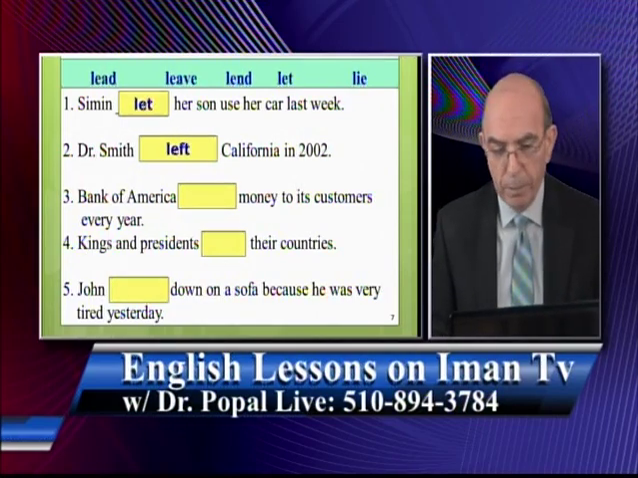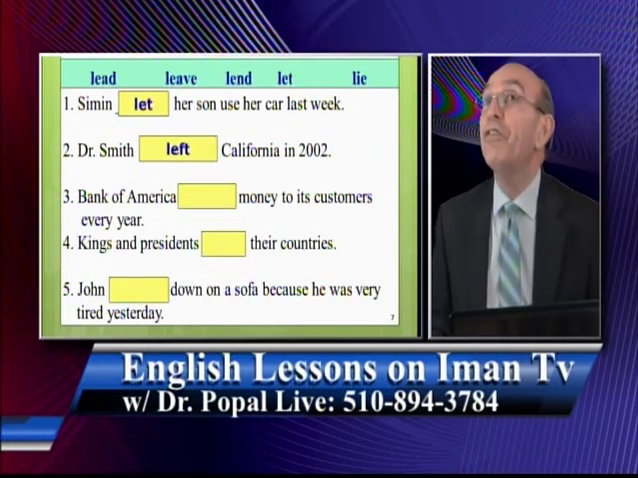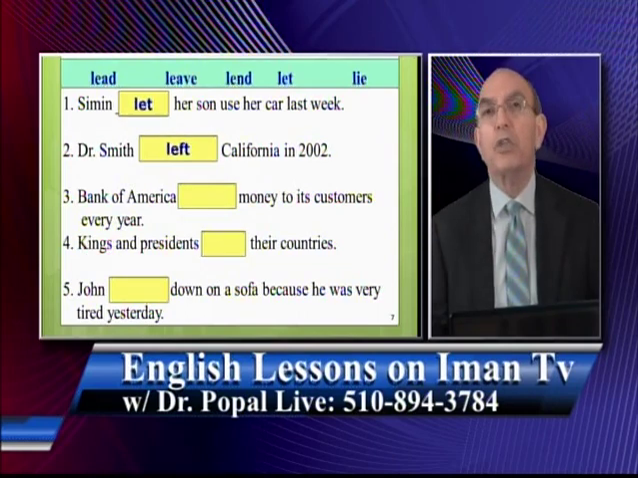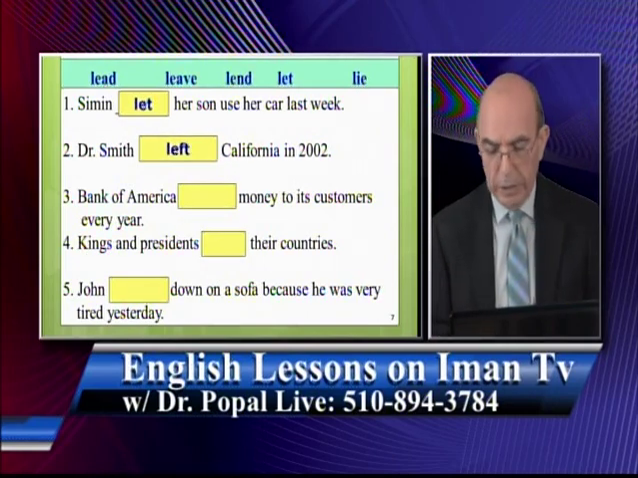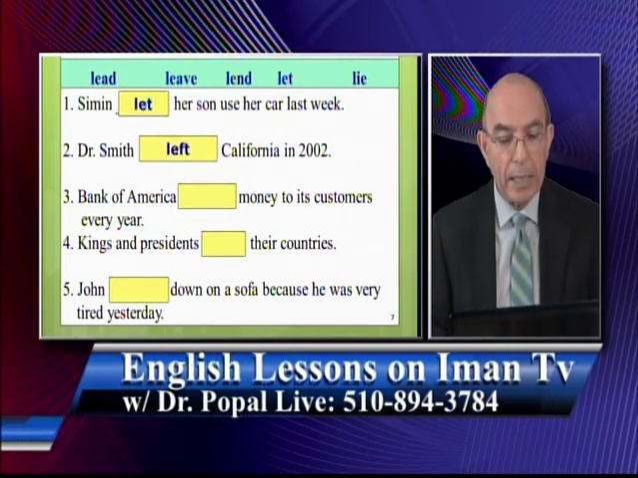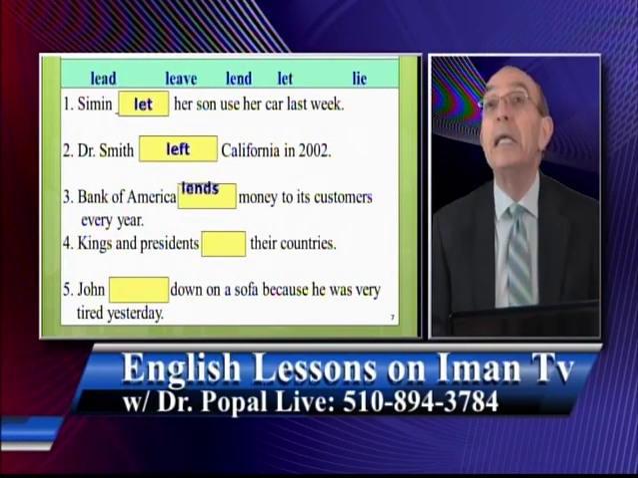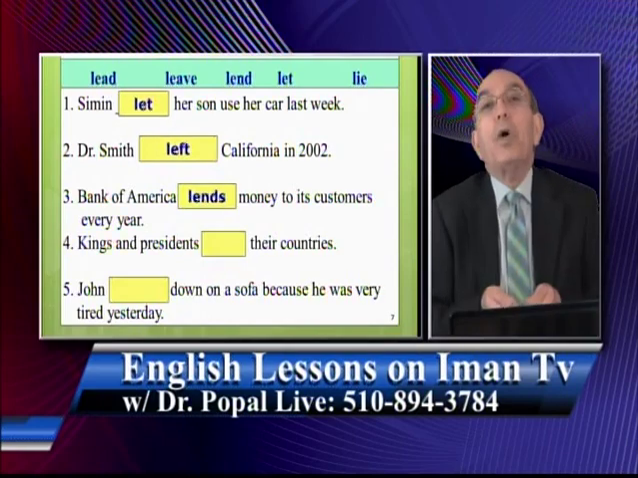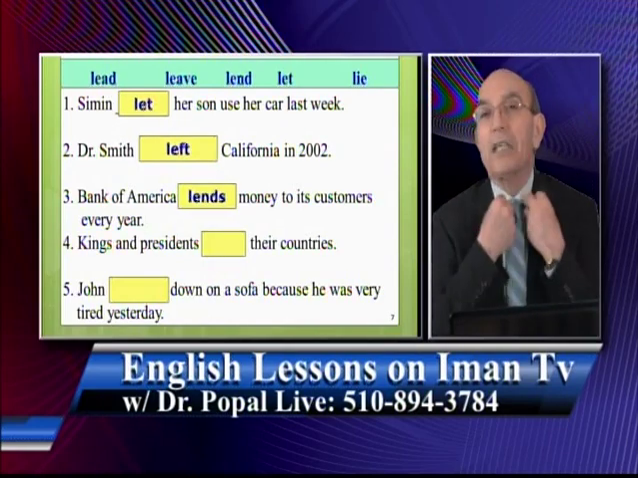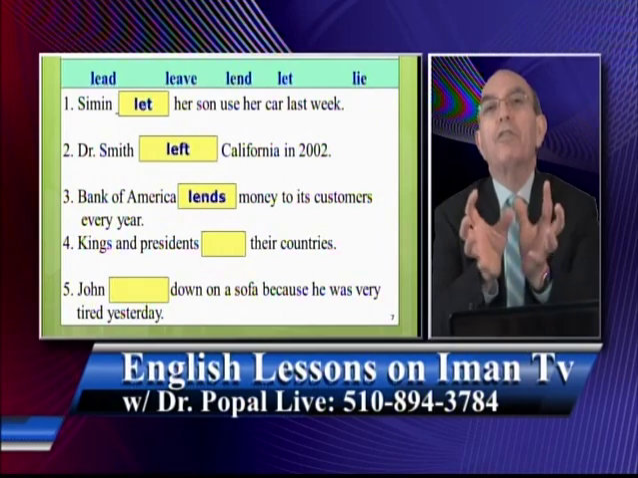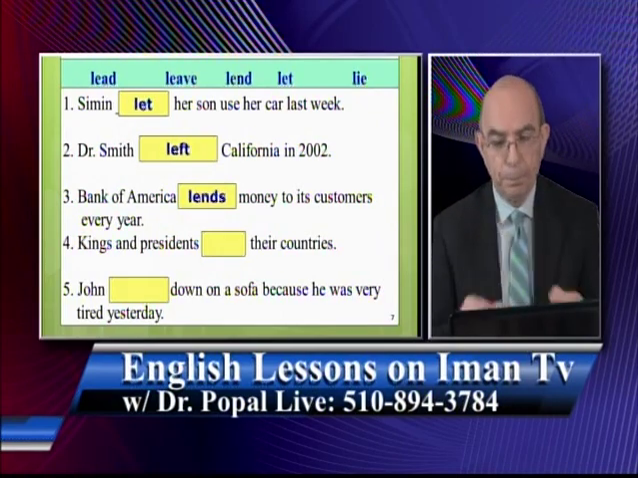Bank of America, money to its customer every year. See, it repeats every year. Which verb? Bank of America does what to the money? Which word goes with the money? The correct answer is what? The correct answer is lend. Lend means what? You give money, but you want to collect it back. You don't give it for them to keep it. No, you want to give it for a short time and then collect it back.